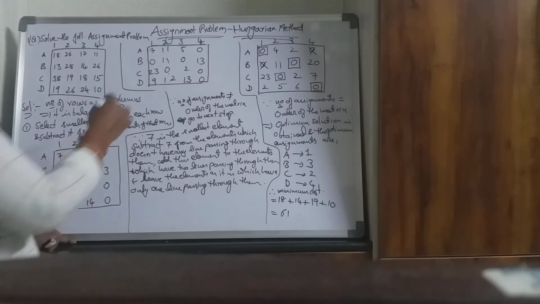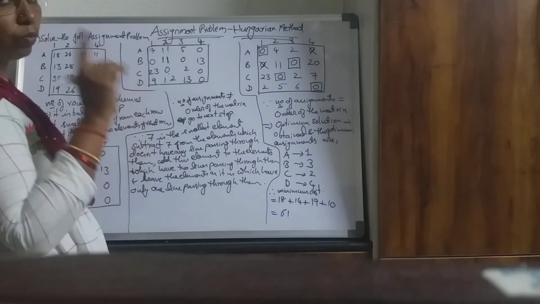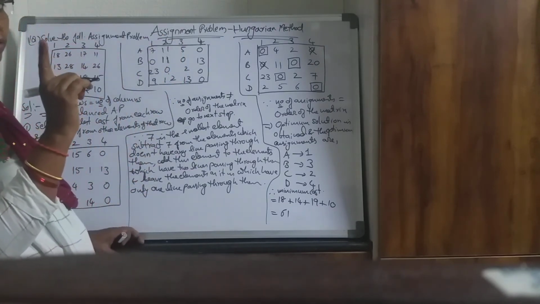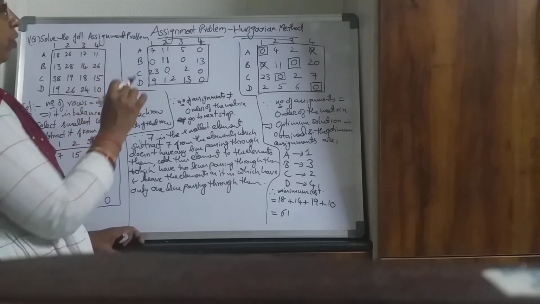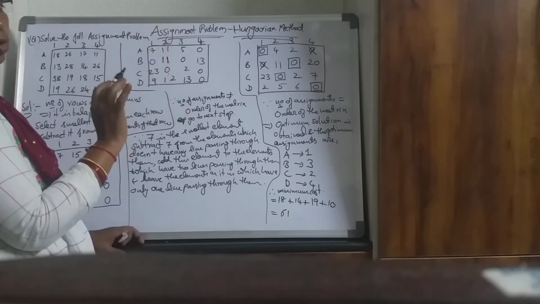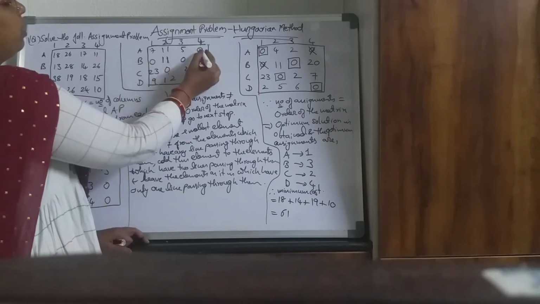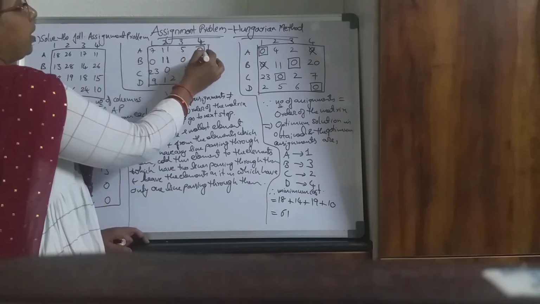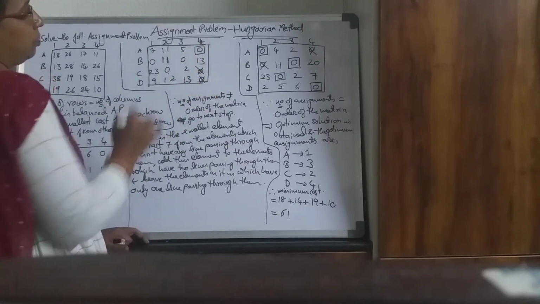Now we'll come from first row onwards. Check whether first row is having 1 zero. Only 1 zero it should have. If it is having only 1 zero, only then you should make an assignment. If you have 2 zeros, go to next row. Don't make an assignment in that row. But because here in A you have only 1 zero I am making an assignment here and cross off all other zeros in that column.